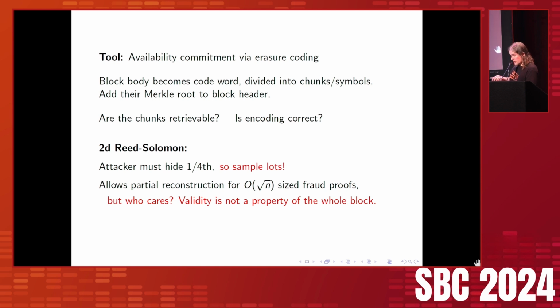It has a really bad undecodable ratio of like a quarter. That means a quarter of attackers can hide the thing. So they have to do a lot of sampling, use a lot of bandwidth to deal with that. And then the reason people like it is because they can do these fraud proofs from only a small chunk of the block.